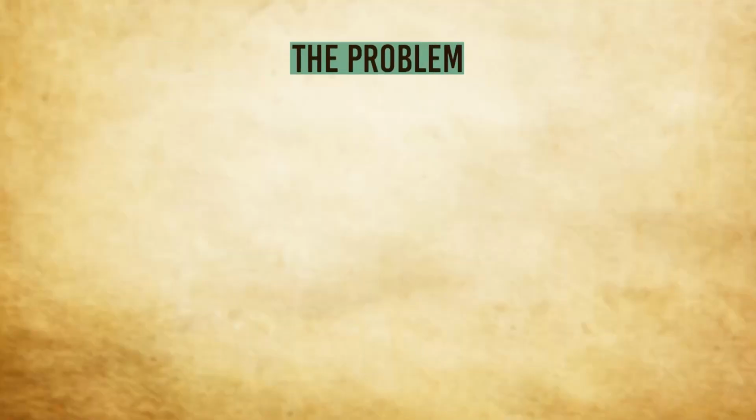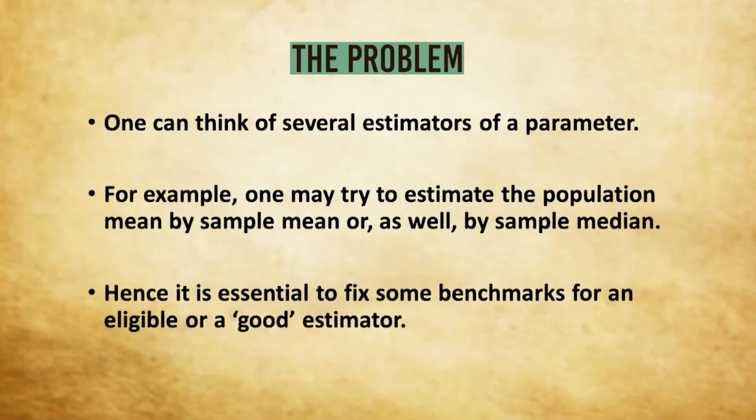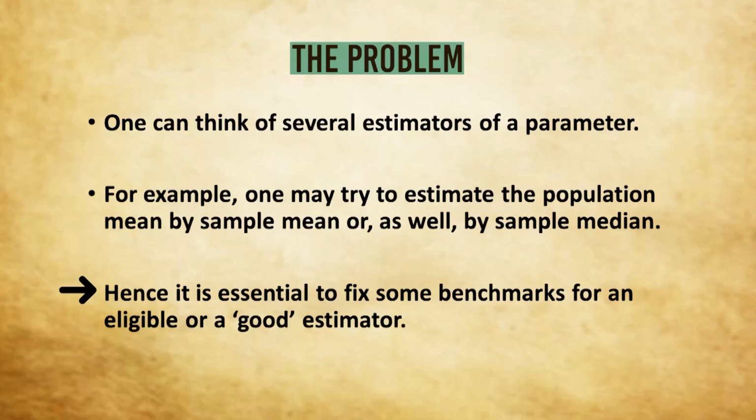So the problem is that in a given statistical inference problem, that means when we estimate an unknown parameter, we may have several estimators. Suppose we want to estimate the population mean. We can either use the sample mean or the sample median. The problem is to decide which estimator we will use, or in other words, which estimator will be eligible to estimate this unknown parameter. In other words, we have to think of the eligibility of a good estimator.